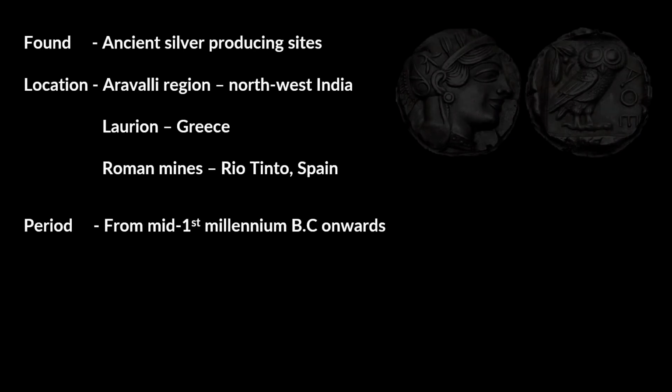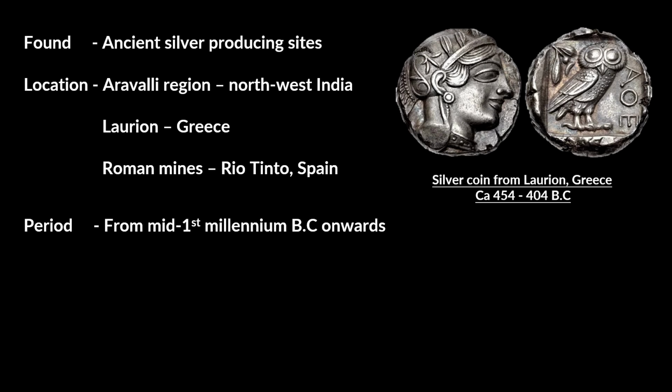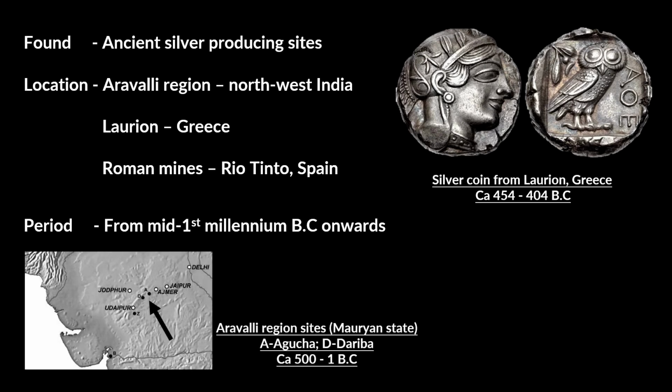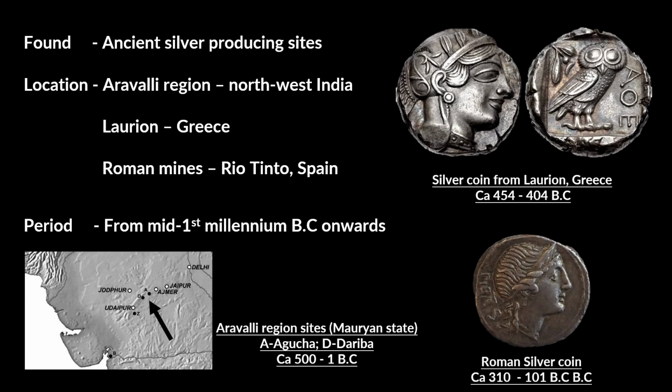And ancient silver producing sites were from Aravalli region of northwest India, then Lorraine of Greece, Roman mines of Rio Tinto, Spain.